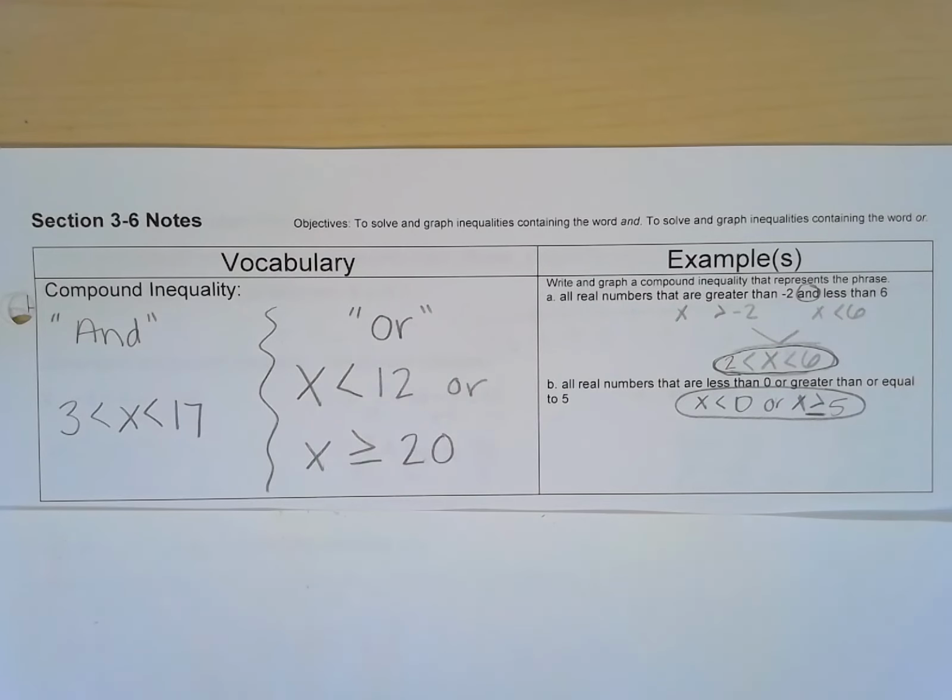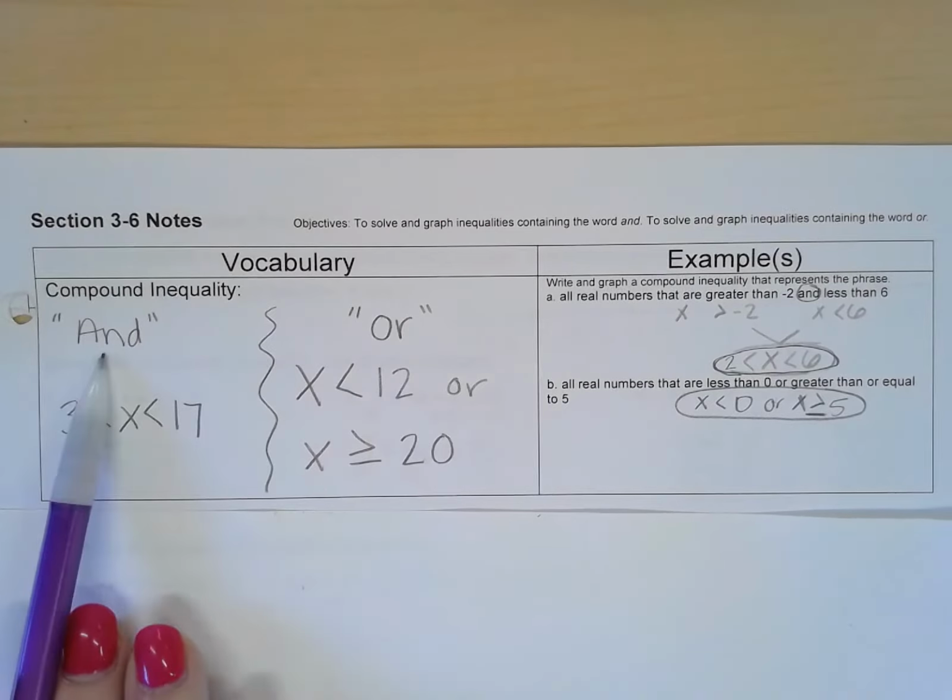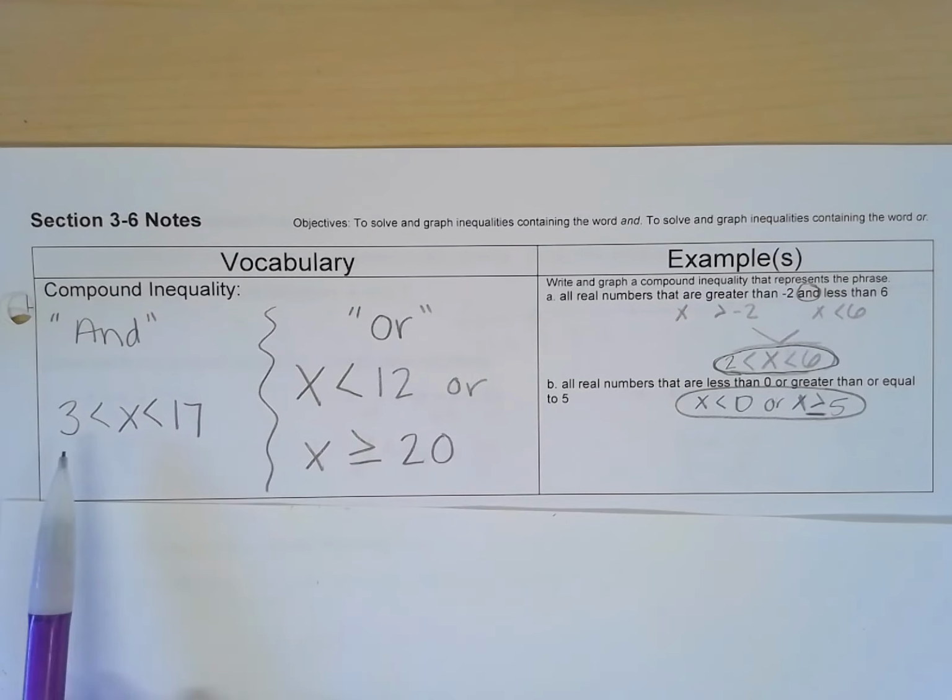This is Chapter 3, Section 6 notes. Today we're going to be talking about compound inequalities. We have two types of compound inequalities. We have an AND compound. So it looks like this.